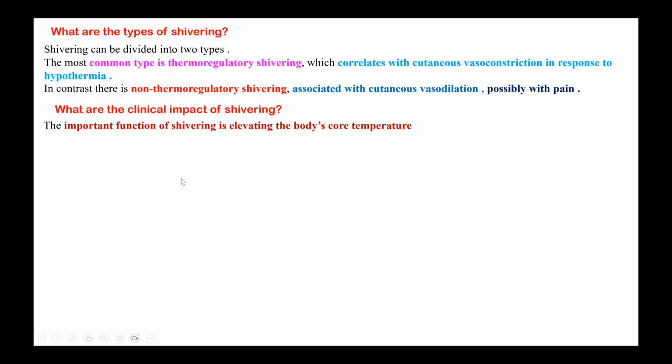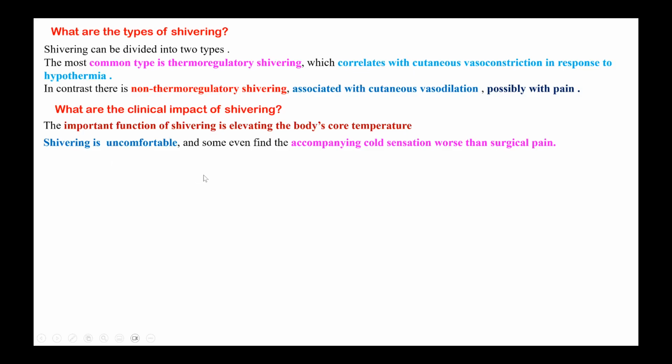And the clinical importance of why we have to prevent this shivering is that it causes so many changes in the body. The important function of shivering is to bring back the body's core temperature, especially in the thermoregulatory shivering. And shivering is a very uncomfortable feeling, especially if the patient, after having had a surgery, especially abdominal procedures, is going to shiver, it is going to cause more stress on the abdominal muscles and suture line, and it may aggravate the pain.